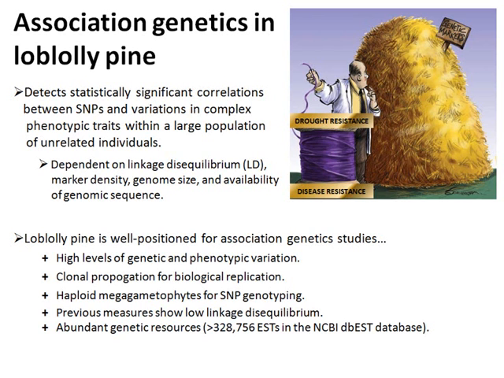Loblolly pine is well positioned for association genetics. They're distributed in large outcrossing populations, and this helps to maintain high levels of genetic and phenotypic variation. They can be clonally propagated. There's haploid tissue for SNP genotyping. There are areas of the genome where the linkage disequilibrium has been measured, because it'll vary across the genome, that show low linkage disequilibrium, and there are abundant genetic resources.